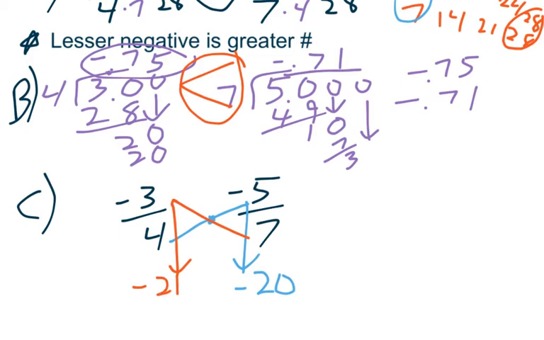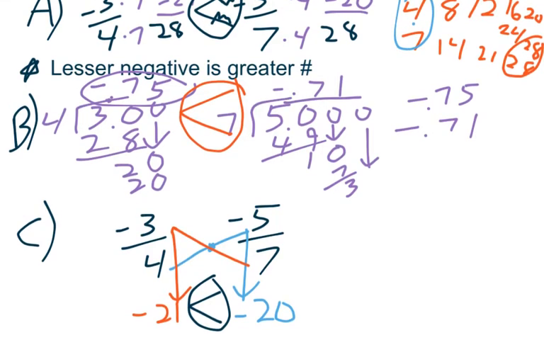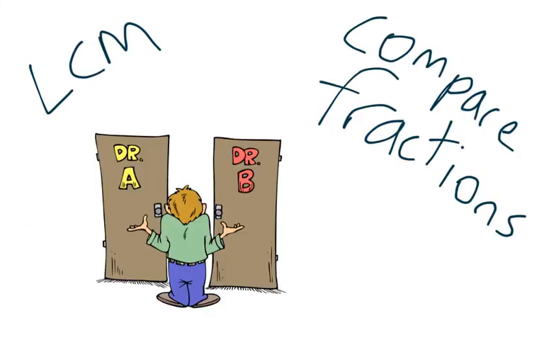And now just look at negative 20 and negative 21. Which one is more positive? The negative 20, so it's the greater number. So all three ways work. Sometimes you want to use bottom, top, drop. Sometimes you want to get the same denominator. And sometimes you might want to make them into a decimal. So you get to pick. So when it comes to comparing fractions, it's your choice.